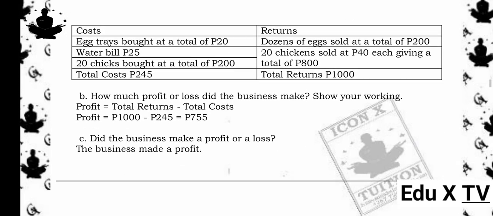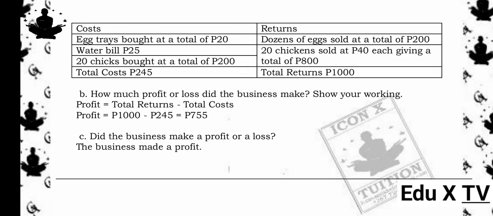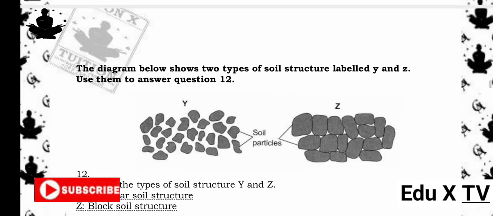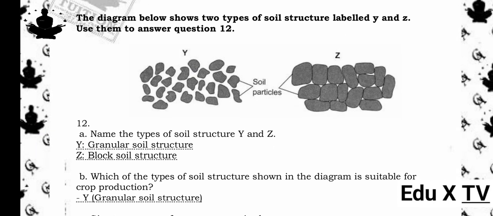B. How much profit or loss did the business make? Show your working. Profit equals total returns minus total costs. Profit equals 1000 pula minus 245 pula equals 755 pula. C. Did the business make a profit or a loss? The business made a profit. The diagram below shows two types of soil structure labeled Y and Z. Use them to answer question 12.